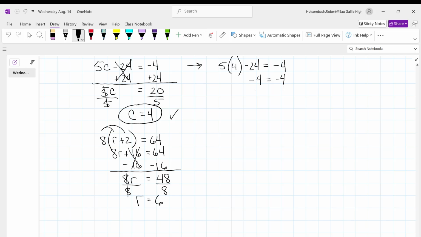So now, if we take this 6 and substitute it back into the original equation, we would have 8 times 6 plus 2 equal to 64. Well, wouldn't this be 8 times 8 equals 64? And 8 times 8 does equal 64. So this solution is correct.